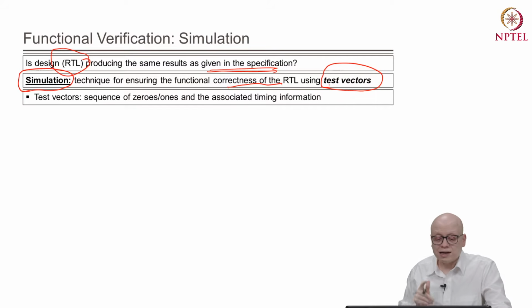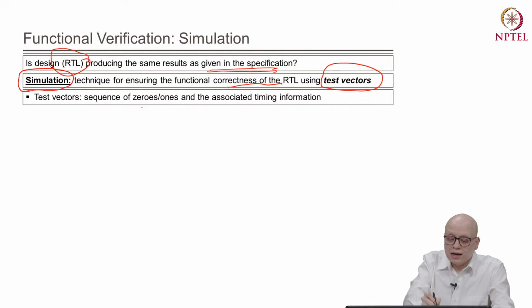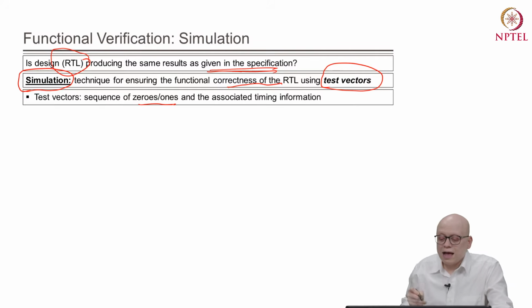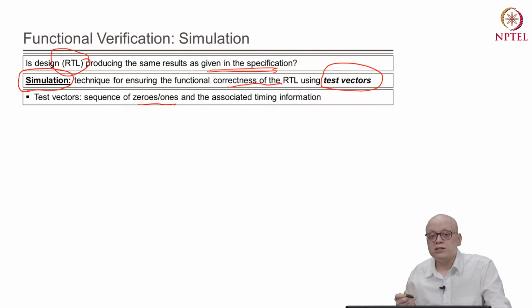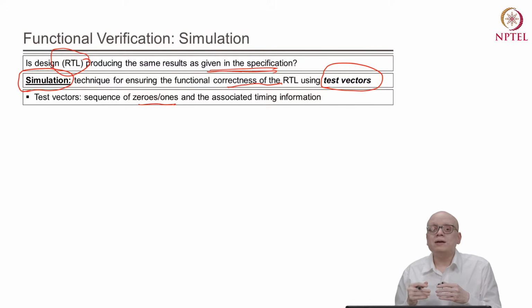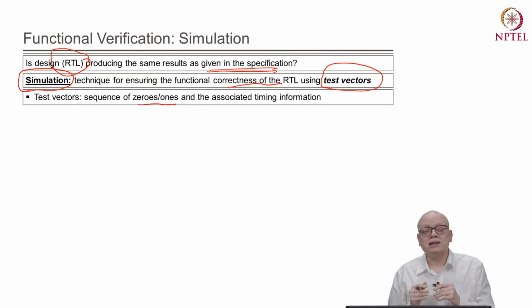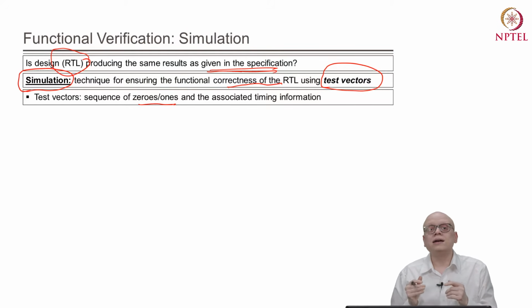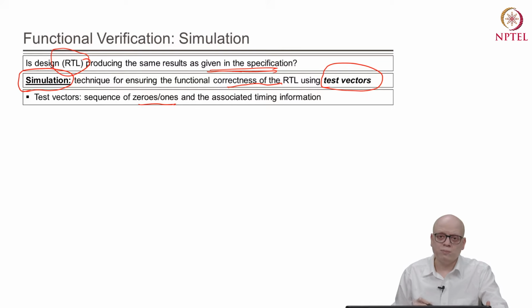So, test vectors are sequences of zeros and ones and the associated timing information, meaning when the transition happened from 0 to 1 and so on. Test vectors are the stimulus we apply to the design. Using the test stimulus, we verify whether the functionality of our design is correct and matching the specification or not.